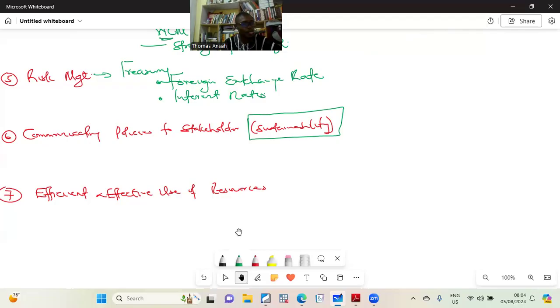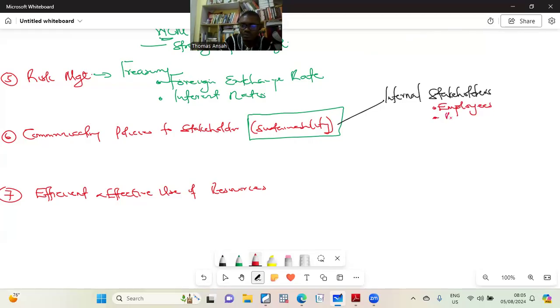Very, very interesting. Now, we are talking about communicating policies to stakeholders. You see, an organization has majorly three groups of stakeholders. We have the internal stakeholders. So when you are talking about sustainability, you need to look at them in perspective. Your employees, your management. What are you doing to sustain them? That is one part. Then we have the external people.